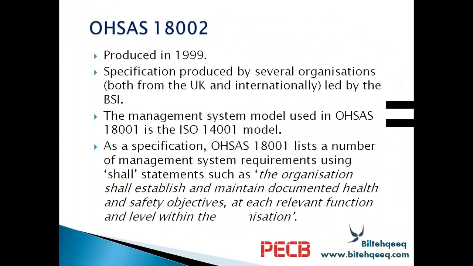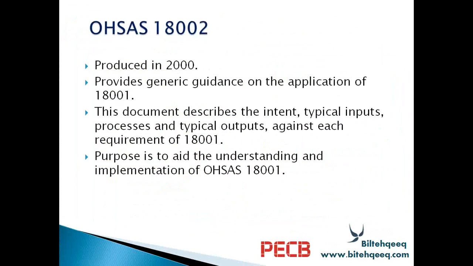After 1999, there is another standard, OHSAS 18002. This was produced in 2000, and this is basically the guidance for the implementation of OHSAS 18001. This document describes the intent, typical inputs, processes, and typical outputs against each requirement of OHSAS. The purpose is to aid the understanding and implementation of 18001. So OHSAS 18002 is the guideline. It helps and facilitates in understanding the requirements of OHSAS 18001.